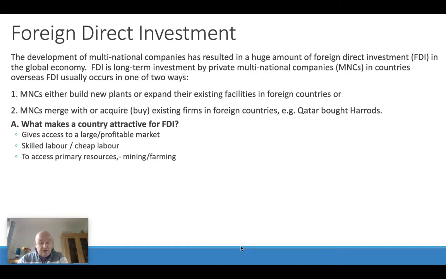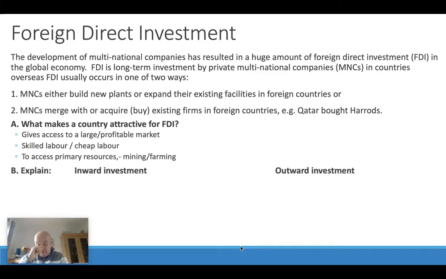Another option might be access to primary resources, could be mining or farming. And again, by setting up in a country that's rich in certain resources, that might actually be a good reason why they might set up in that particular area.